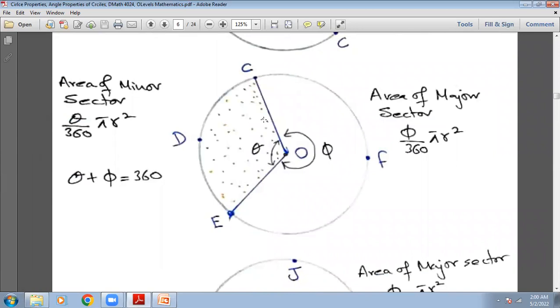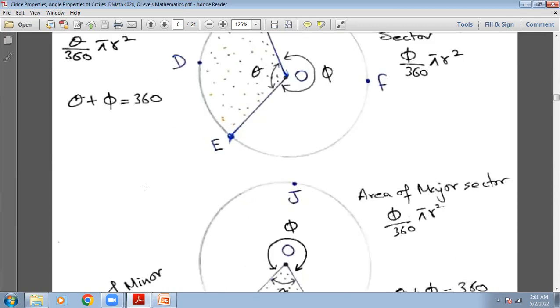In the same way, we have this example. We have a circle. Here we have two radii, OC and OE. So they have divided the circle into two portions. One is the minor sector, the other one is the major sector. If you want to find out the area of the minor sector here, its angle at the center is theta. So the area of the minor sector will be theta by 360 pi r square. And the area of the major sector will be phi by 360 pi r square. Here, the sum of these two angles will be 360.